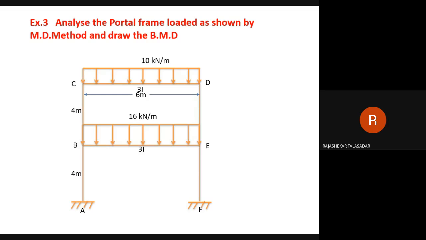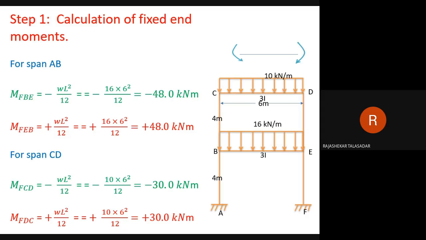Whereas the I for these two beams is 3I. Now you need to analyze this by the moment distribution method. As a first step, as usual, calculate the fixed end moments. There are two spans loaded here, that is CD and BE. So you need to calculate the fixed end moments for both the spans, that is CD and BE.